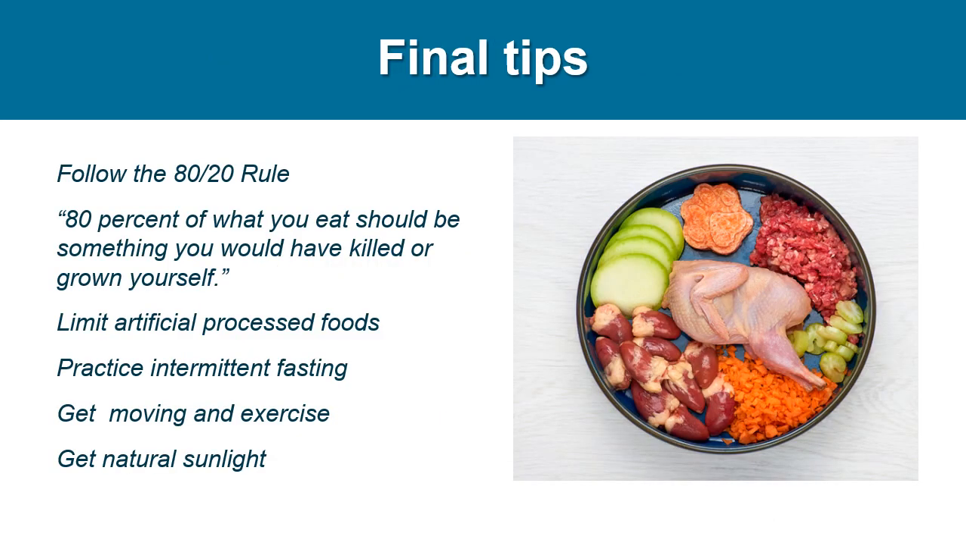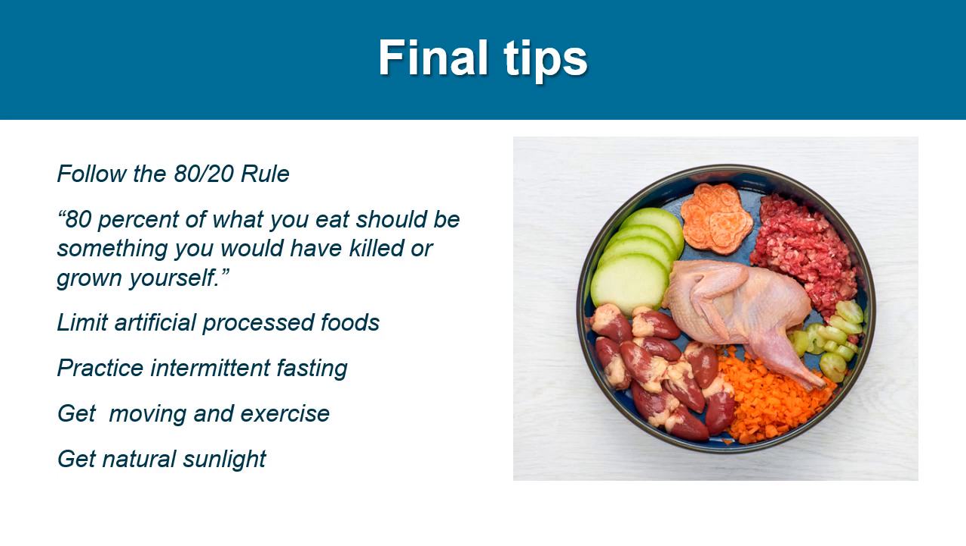Lastly, follow the 80-20 rule. I always say 80% of what you eat should be something you would have killed or grown yourself. You want to limit artificial and processed foods and drugs, for that matter, and that includes birth control, and even hormonal contraceptives or even hormone replacement can be very toxic to the body, but you have to work with your medical doctor to make sure that you are doing what's appropriate for you. So I'm not guiding you to go off any medication, but you have to be cautious, because when there's polypharmacy, there's a lot of toxicity.